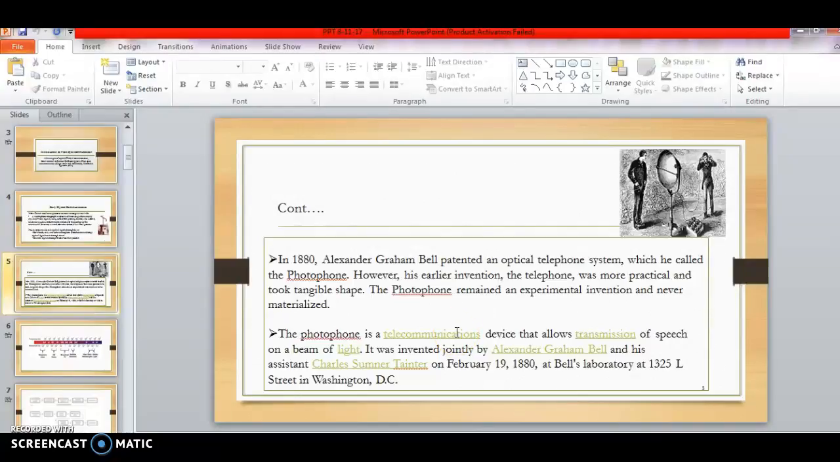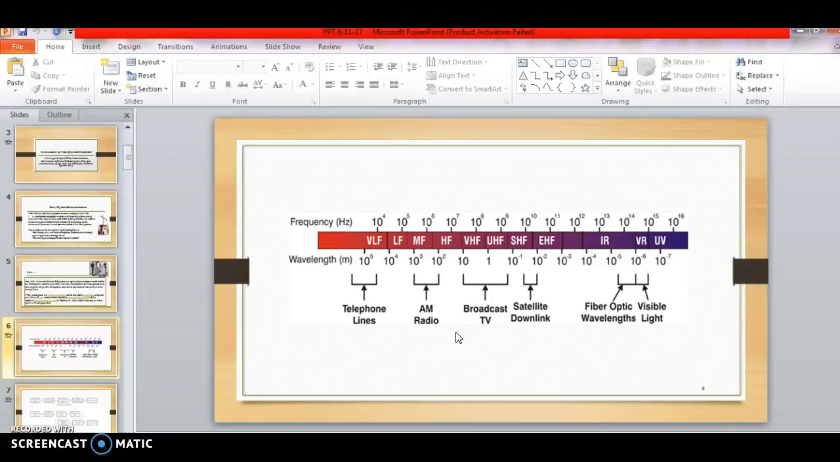So next, we'll see the electromagnetic spectrum. Initially, when our communication started, it was coaxial cables, the medium which we used for communication, and later on we used waveguides.